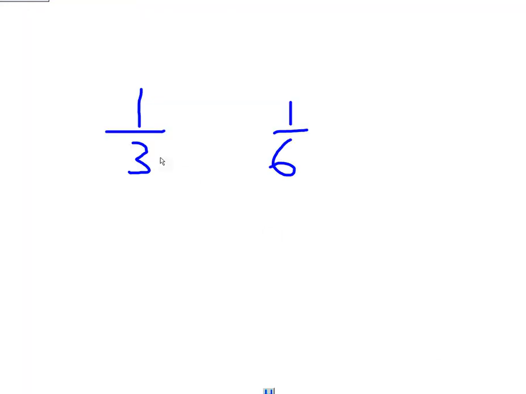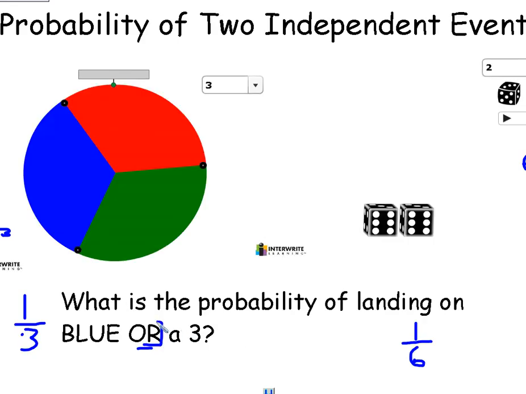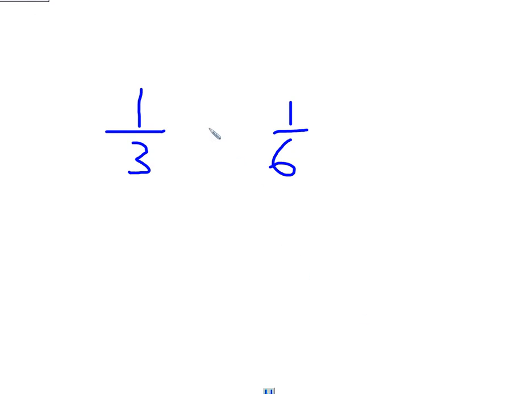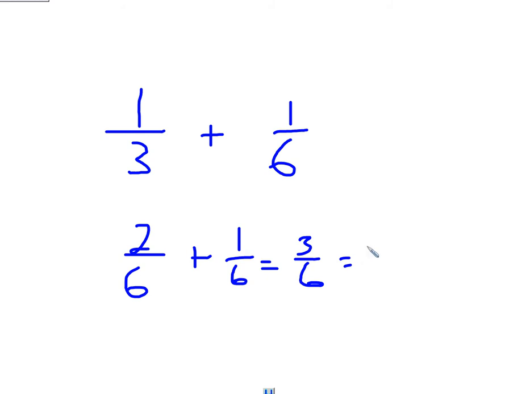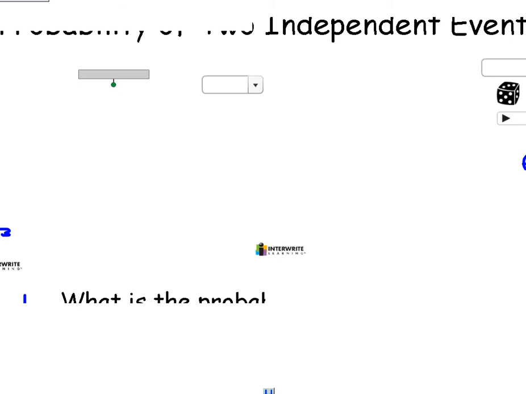So the 1 in 3 for the spinner and a 1 in 6. And the key word here is or, it means I can get either one. It increases my chances. So I add these together. Now I have to write these as equivalent fractions to add. 6 is my common denominator. 3 times 2 is 6. So 1/3 plus 1/6 equals 3/6. And I can simplify that to 1/2, or 1 in 2 chance. So the odds are pretty good here. I got a 1 in 2 chance.